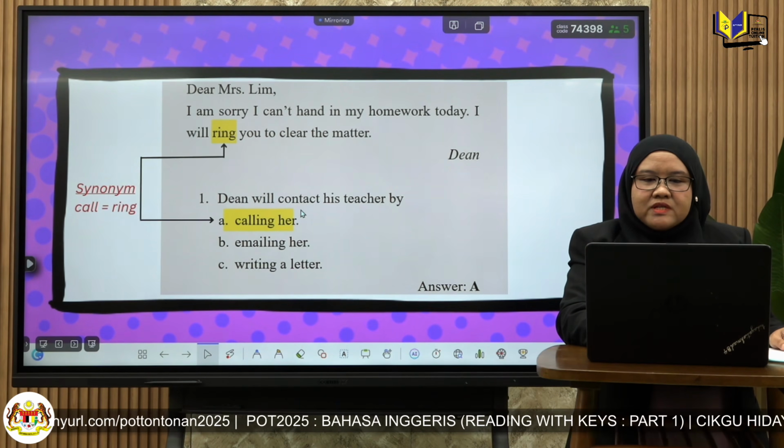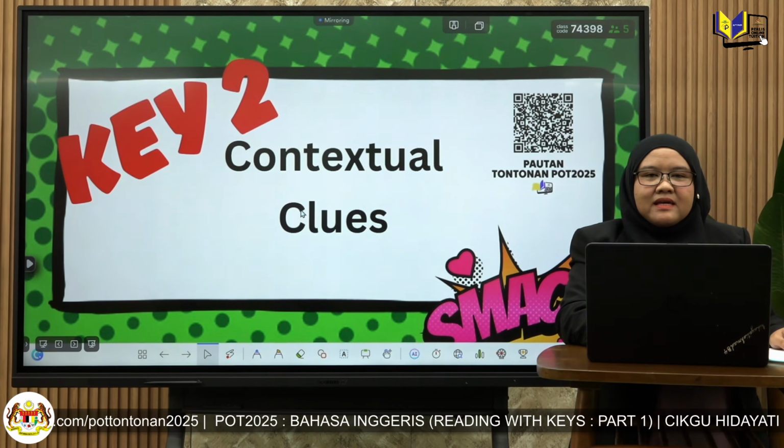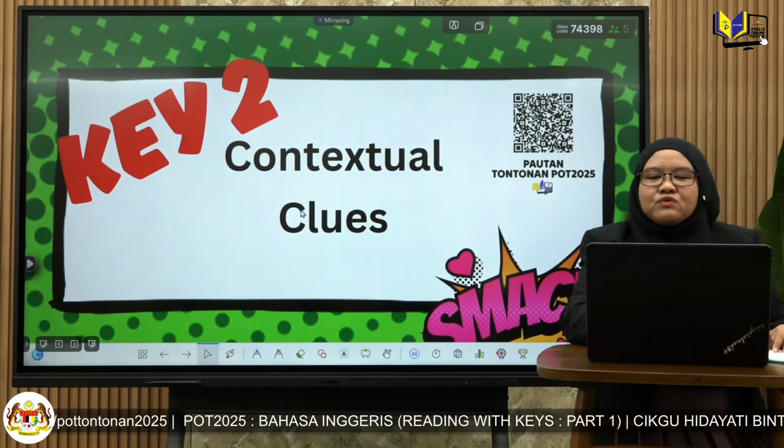Now, moving on to the next key. Key number 2, contextual clues.